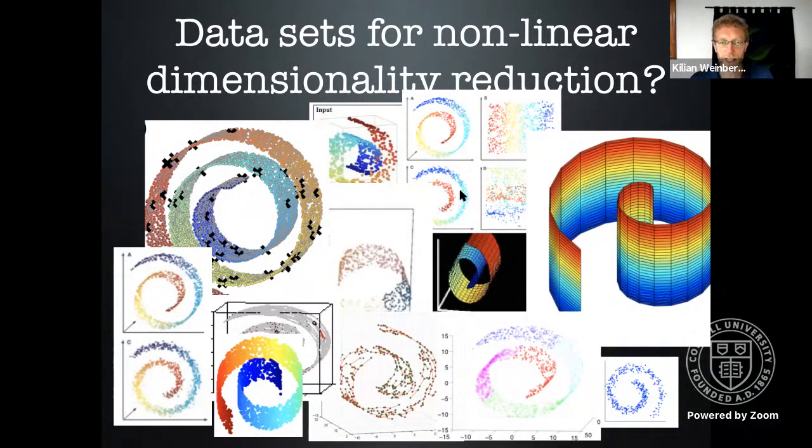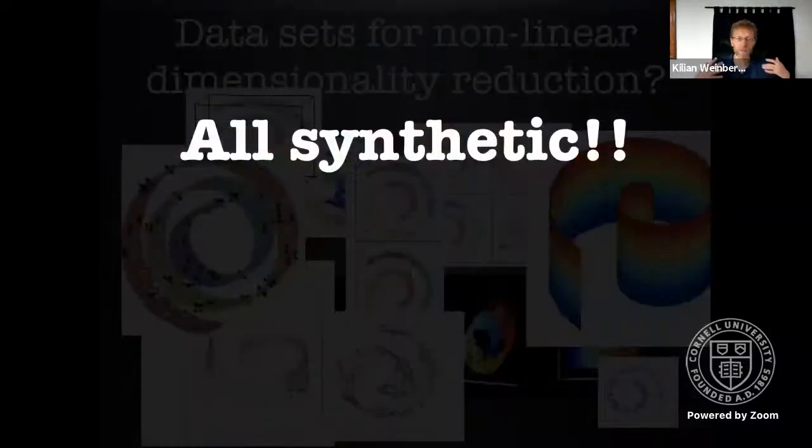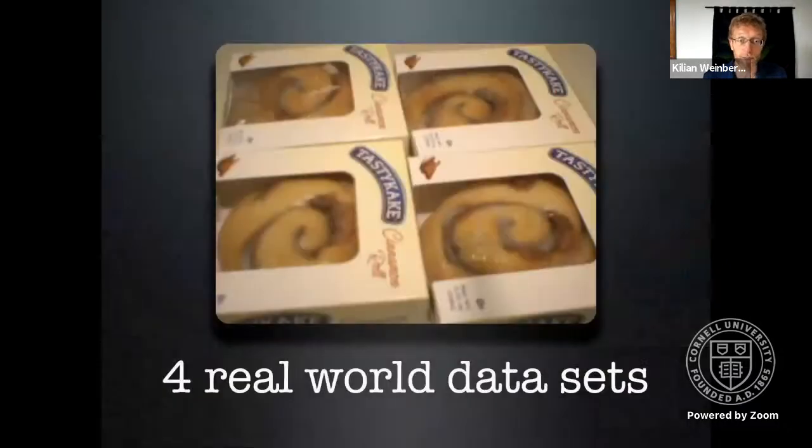Everybody just used these Swiss rolls, which we got really good at as a community. We could nail the Swiss roll, but it seemed a little bit artificial. And so the conclusion was, the problem is we've kind of moved off into this, everything is synthetic. Can't we just have some more real world data set? And so what I proposed is, why don't we just use the cinnamon roll? Cinnamon roll is a lot more tasty and more real.